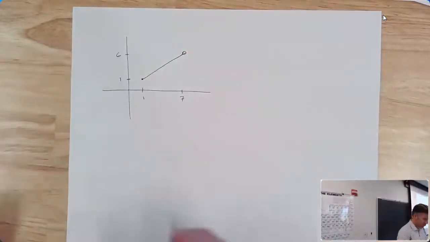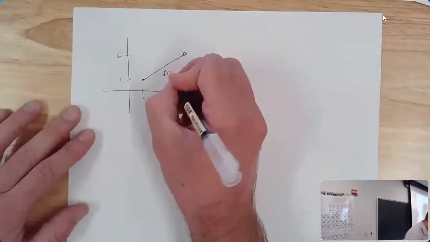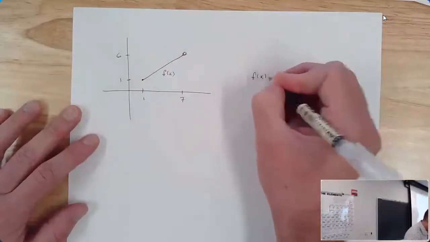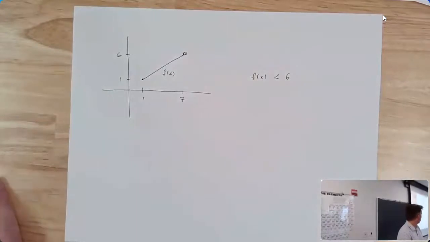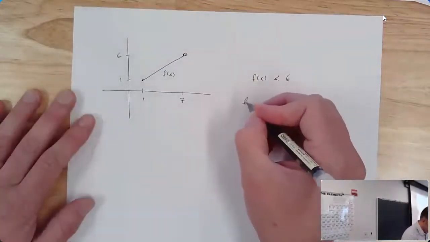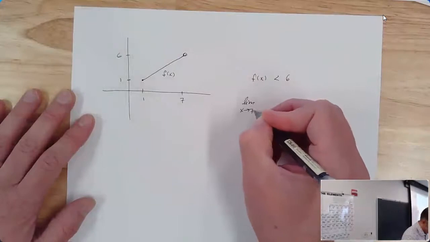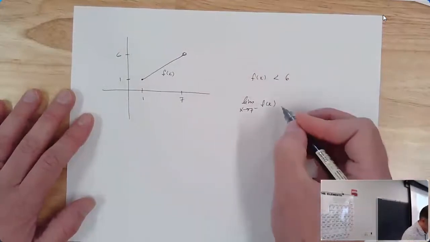And that function, this function, f of x, I know it's not the best function ever. F of x is certainly always less than 6. For sure. But if I look at the limit as x approaches 7 from the left of f of x, that limit is definitely 6.